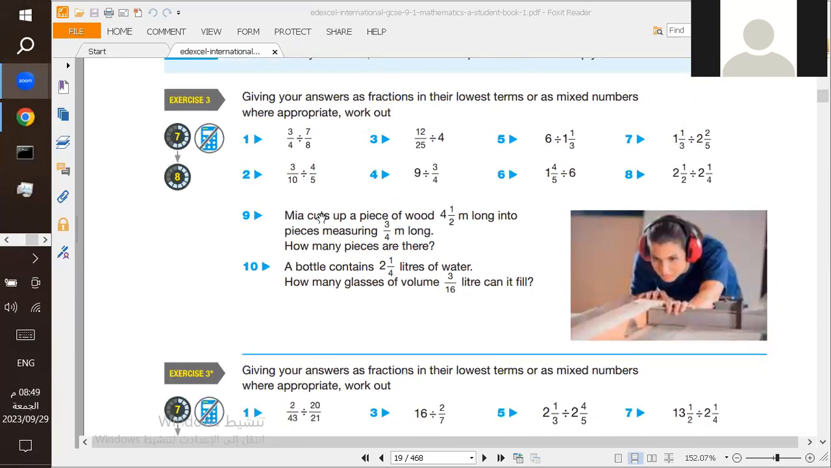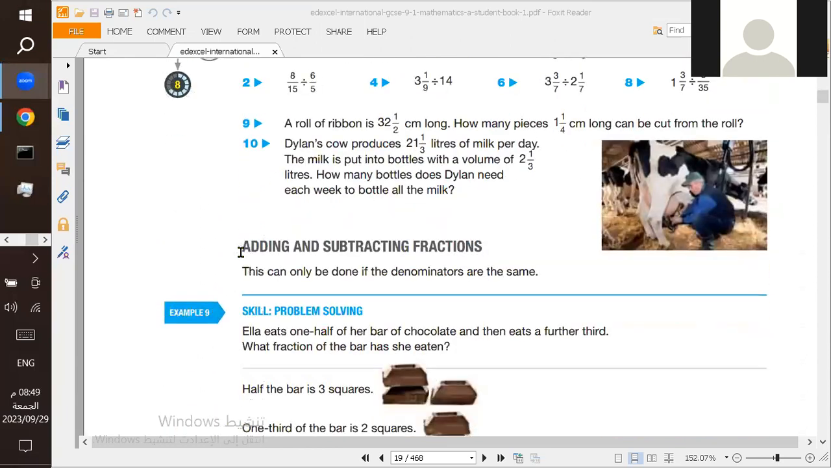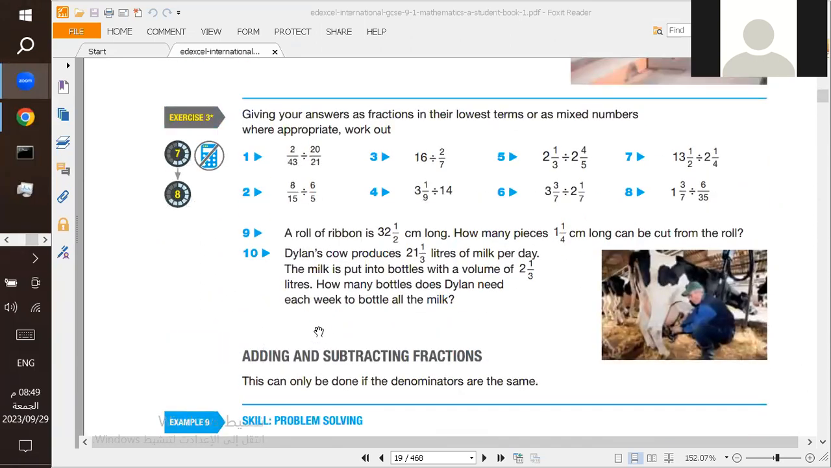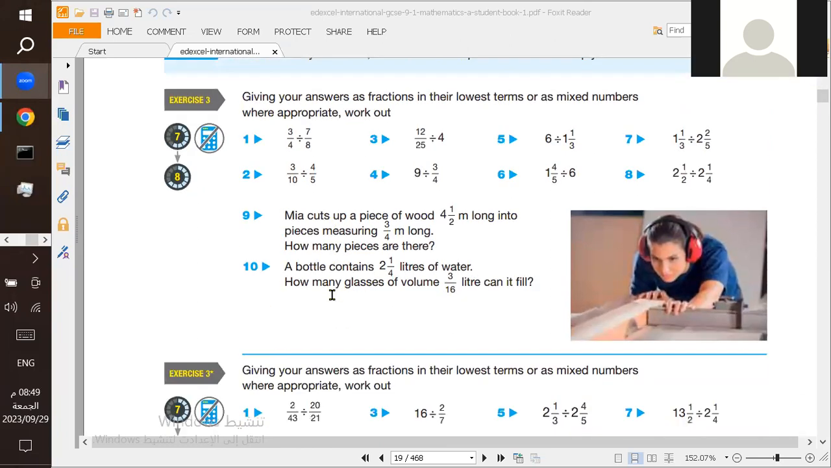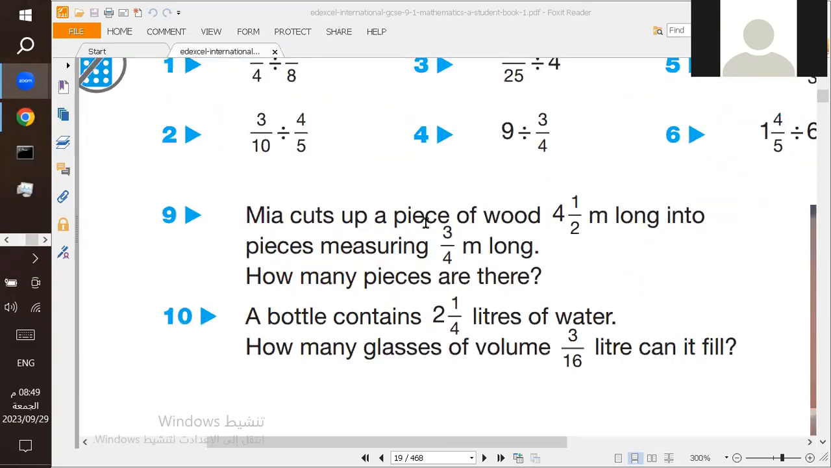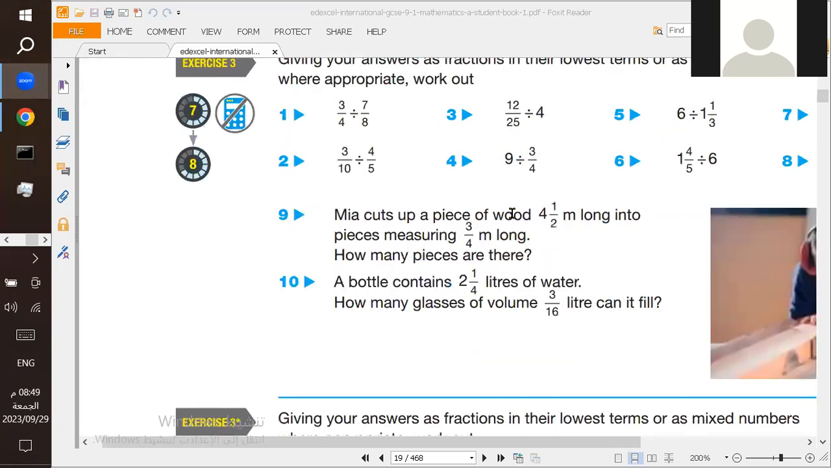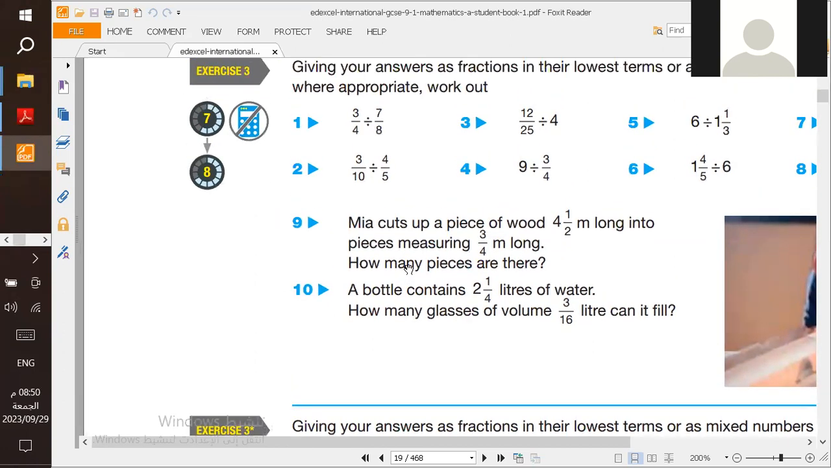Let's see. These are word problems. This one is before adding and subtracting. Let's try to finish this here. Start here. Mia cuts up a piece of wood 4/2 meter long into pieces measuring 3/4 meters long. How many pieces are there? So same idea, but word problems. This one is exercise 3, question 9.